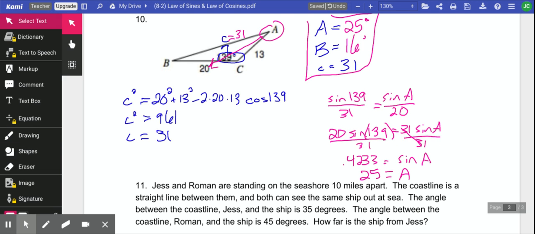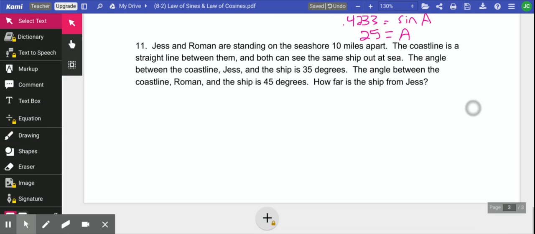I think there's just one problem left. Oh, yes. Okay. This one we get to draw a picture of, which is very exciting. So Jess and Roman are standing on the seashore 10 miles apart. The coastline is a straight line between them, and they can both see the same ship out at sea. The angle between the coastline, Jess, and the ship is 35. The angle between the coastline, Roman, and the ship is 45 degrees. How far is the ship from Jess?